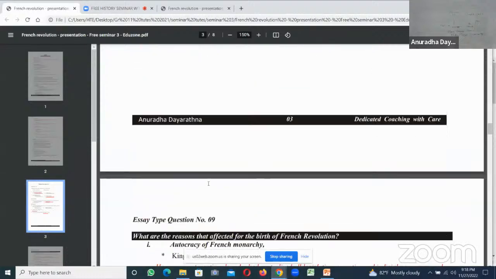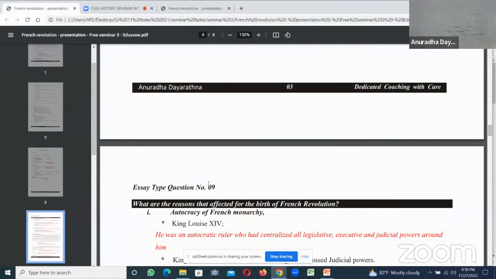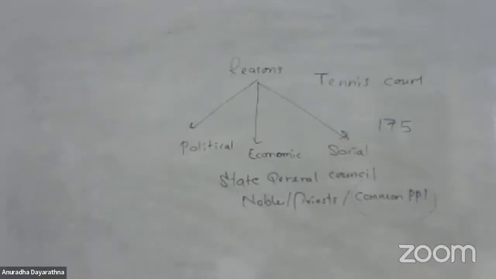Now we'll see what are the essay type questions that can come. What are the reasons that affected the birth of the French Revolution? Now I'm going to show you the method of writing answers. Actually, this method you have to follow.